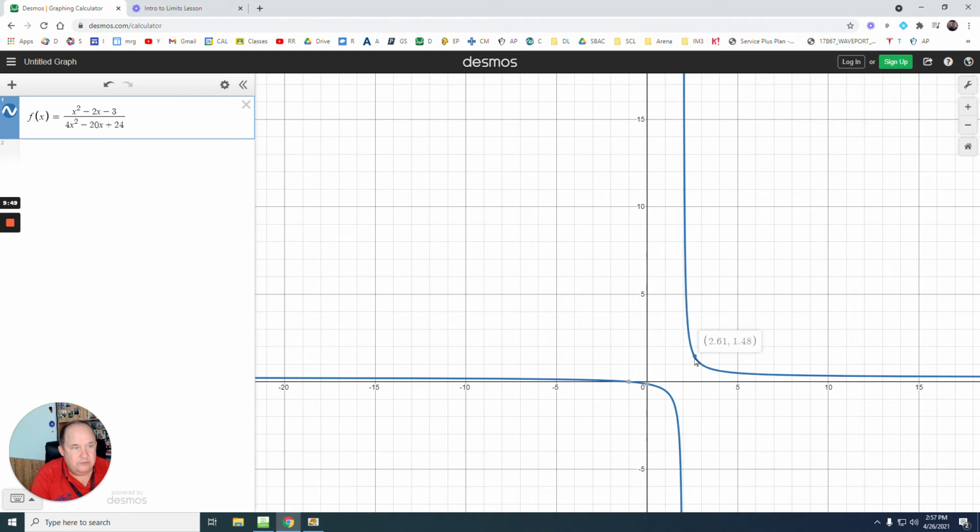As x approaches 3 off the graph, it's undefined there, but from the left and from the right, you can see it's getting closer and closer. And off the graph, you can tell the y coordinate there at that hole is 1. So from the left and right, the y value there is 1. That's what it's approaching.